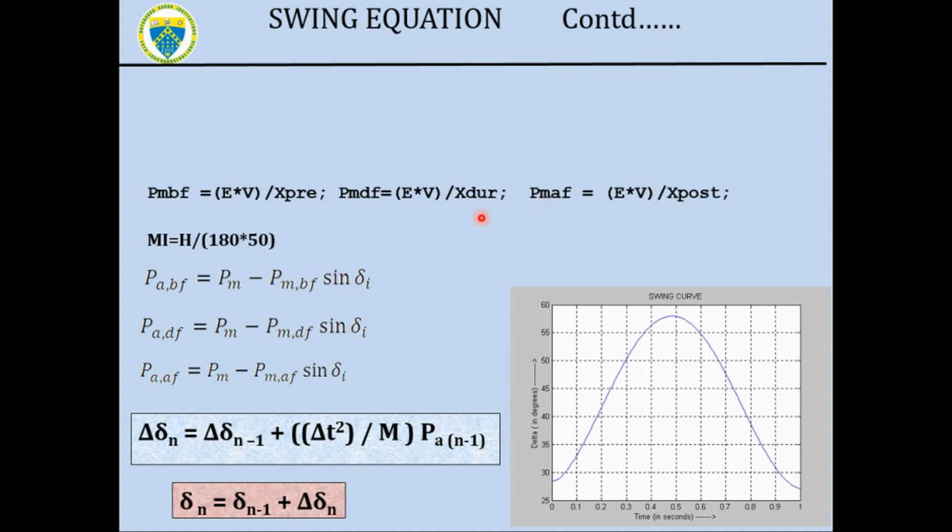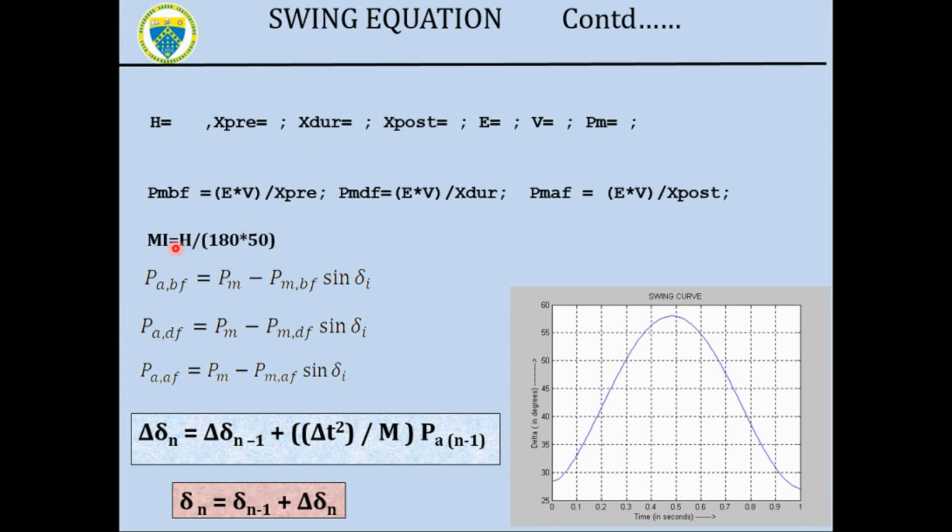So we need to know these three values in order to evaluate the maximum power transferred before fault, during fault and after fault. These data are required to evaluate accelerating power. So this X pre, X during and X post must be defined. So here you see X pre, X during, X post will be initialized. The data will be given. So those values will be given.